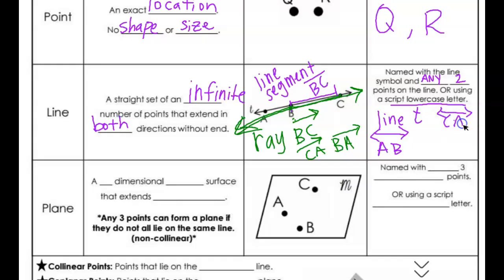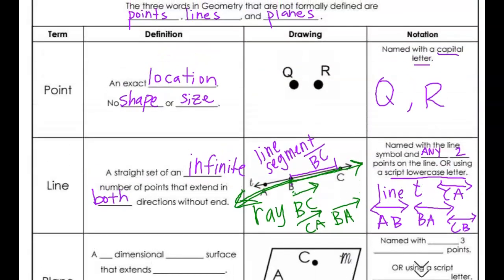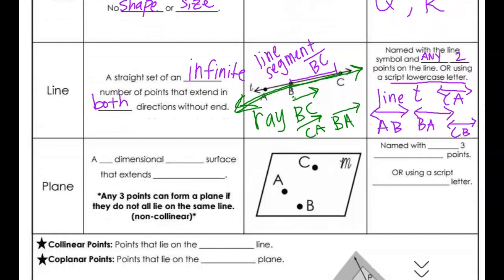CA. What else? BA, good. What else? CB. We have a lot of combinations, right? As long as you pick 2 points, you can name the line, or you can choose the lowercase little script letter. That's how we name lines. Let's review. How do we name points? Capital letters. And how do we name lines? Using 2 points on the line or the lowercase script letter.